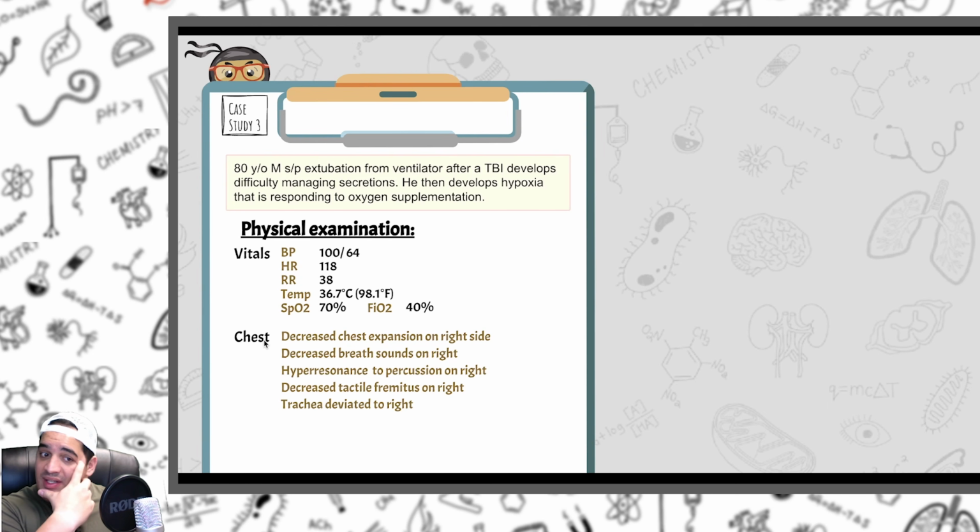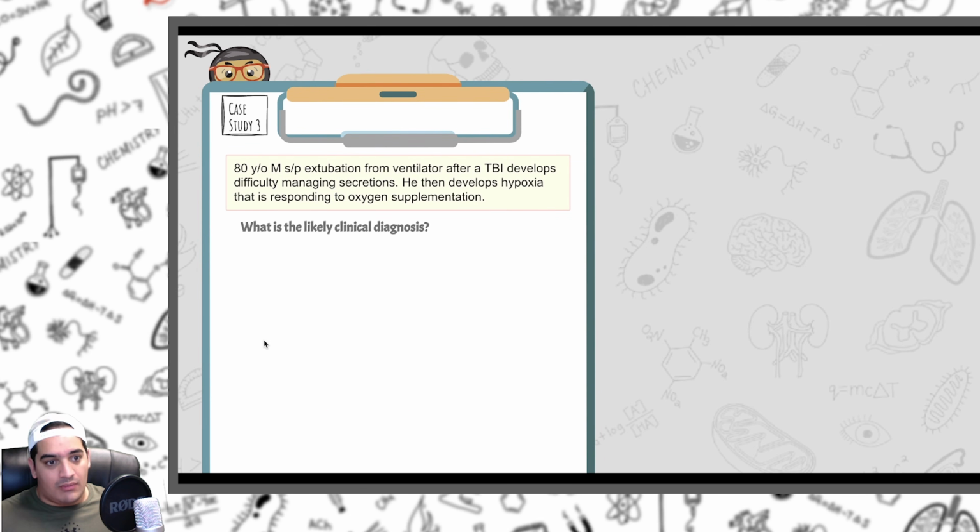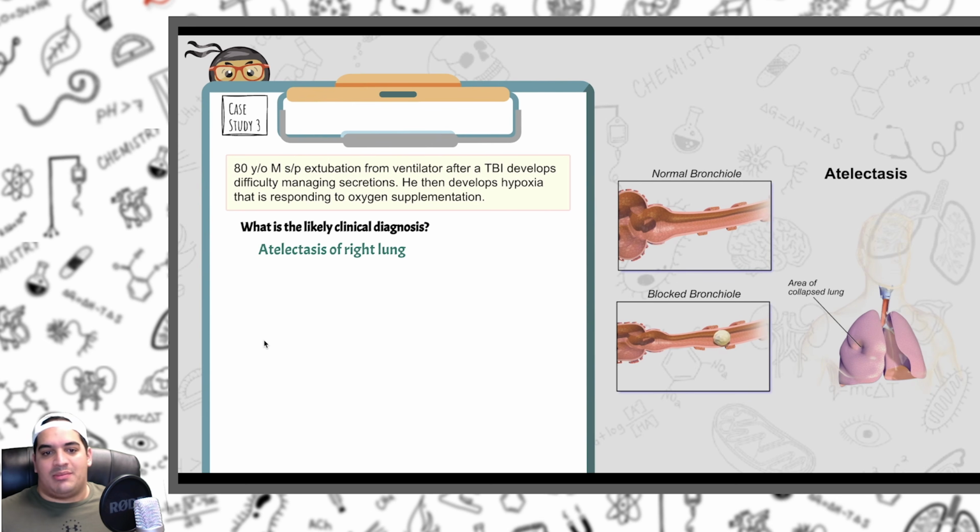They have hyperresonance to percussion on the right side. They have decreased tactile fremitus on the right, and the trachea is deviated to the same side as where there is decreased chest expansion. Again, supporting more of an atelectatic process. So I think it's atelectasis, but I think it's due to a mucus plug.